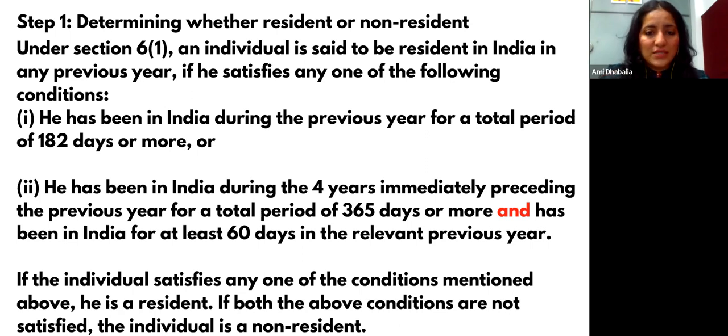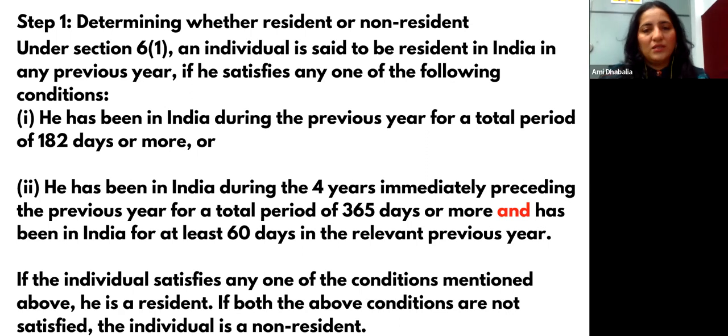So for this second condition, you have to consider 5 years. The first year is the year in question, and the 4 years are the preceding previous years in which the stay has to be at least 365 days. Now, if the person satisfies any one of these 2 conditions, then he is a resident.